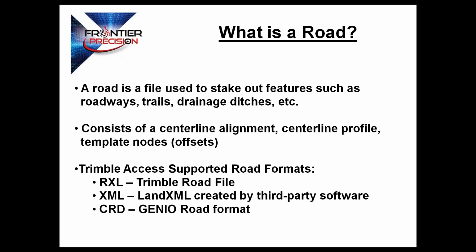Typically our road file consists of a centerline alignment, a centerline profile, and then some sort of template nodes or offsets of that centerline to define the surface of the road file that we're staking. And in Trimble Access, there's basically 3 road formats that we work with. I would say the most common one is the Trimble road file, which is the RXL extension. We also can work with land XML files, created by either TBC or other third-party software that has the XML extension. And some customers that we deal with are working in the Genio format, which is a CRD file.